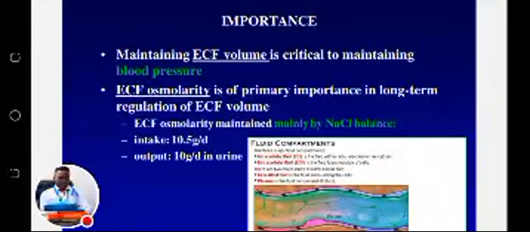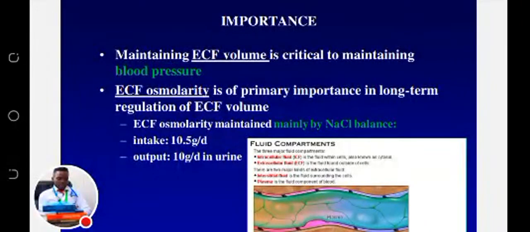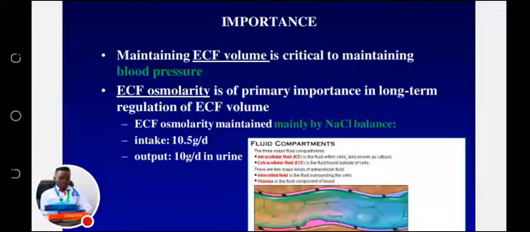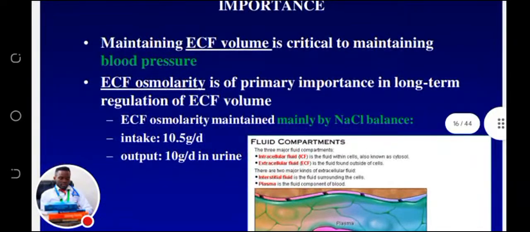Then the extracellular fluid is also important in osmolarity, that is, maintaining the amount of water in the body, which is of primary importance in the long-term regulation of the extracellular volume. Extracellular osmolarity is maintained mainly by sodium chloride balance. Okay, so sodium chloride balance is mainly regulated by the renal system.